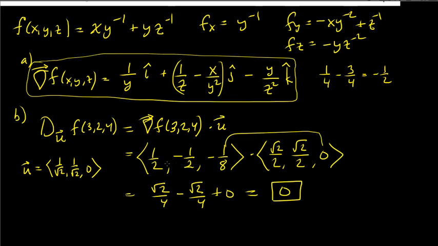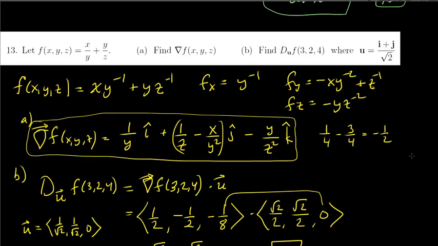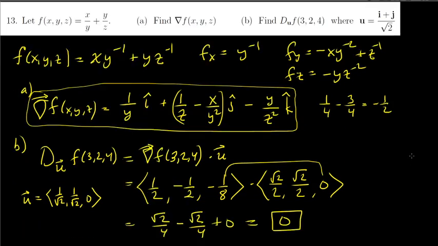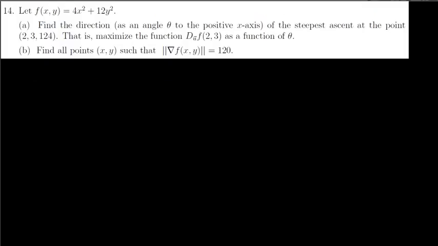Not the vector 0, right? This is a dot product. It is a scalar. Okay. All right, so that's number 13. And I typically get questions on 14 as well.